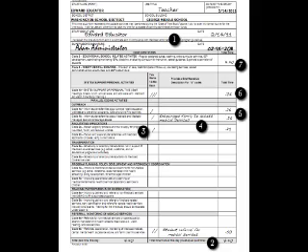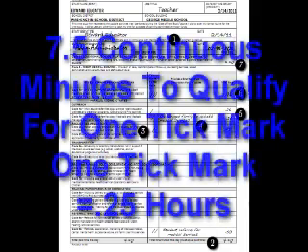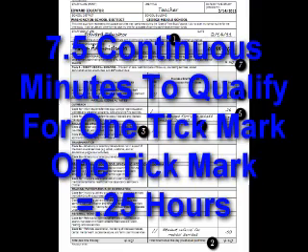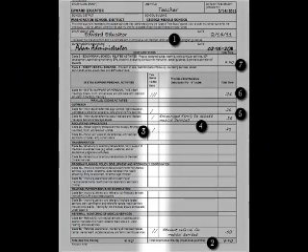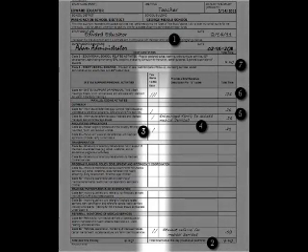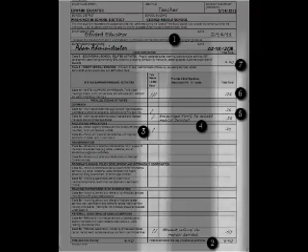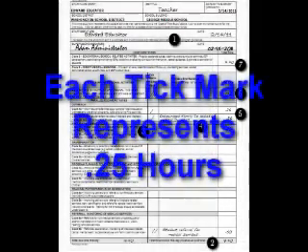Each tick mark represents a 15-minute period of time. A person should do a minimum of 7.5 consecutive minutes to qualify for the 15-minute tick mark. So we're going to transfer the time from the tick marks to the far right-hand column in numerical form. Each tick mark represents a 0.25 period of time.